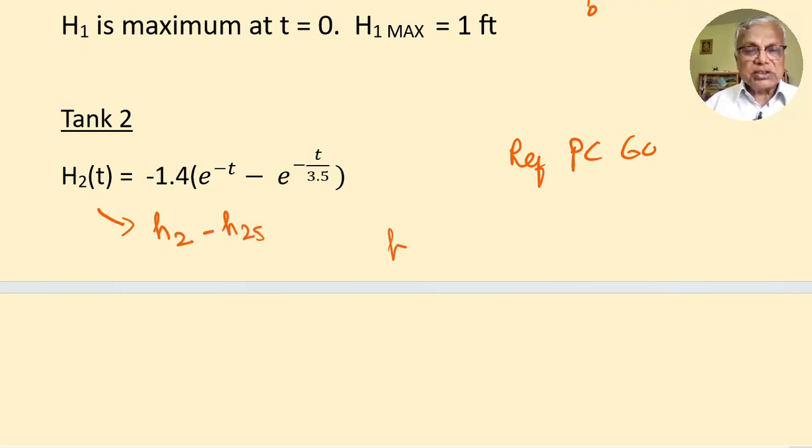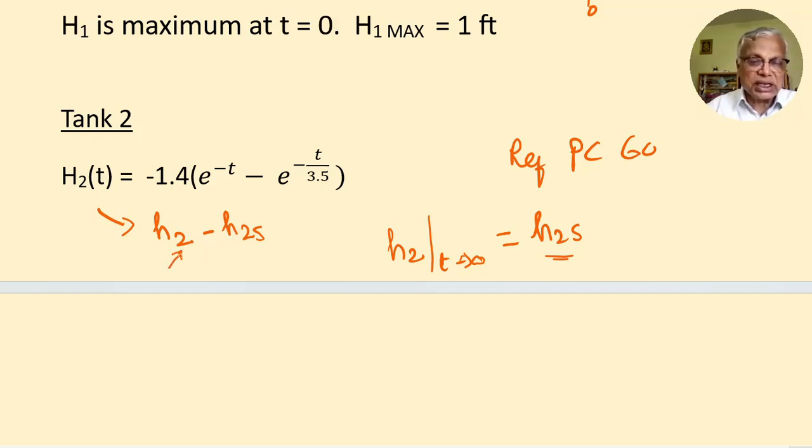And what will be the ultimate steady state value? At t equal to 0, as I explained earlier, it will be the same here also, equal to H2s. You can put t equal to infinity and check; you will get H2 equal to H2s. So the ultimate steady state level will be equal to H2s. This capital H2 is the deviation of the actual level of the second tank from its ultimate steady state value.